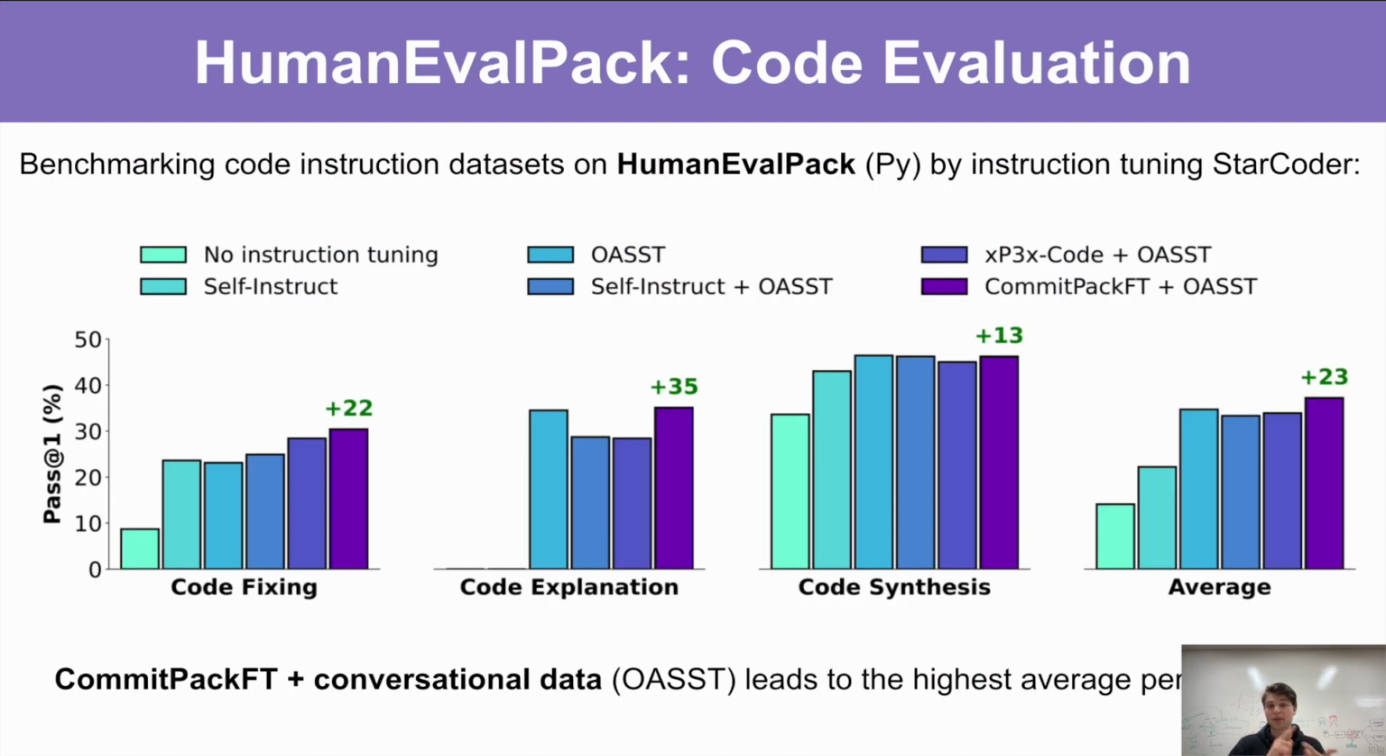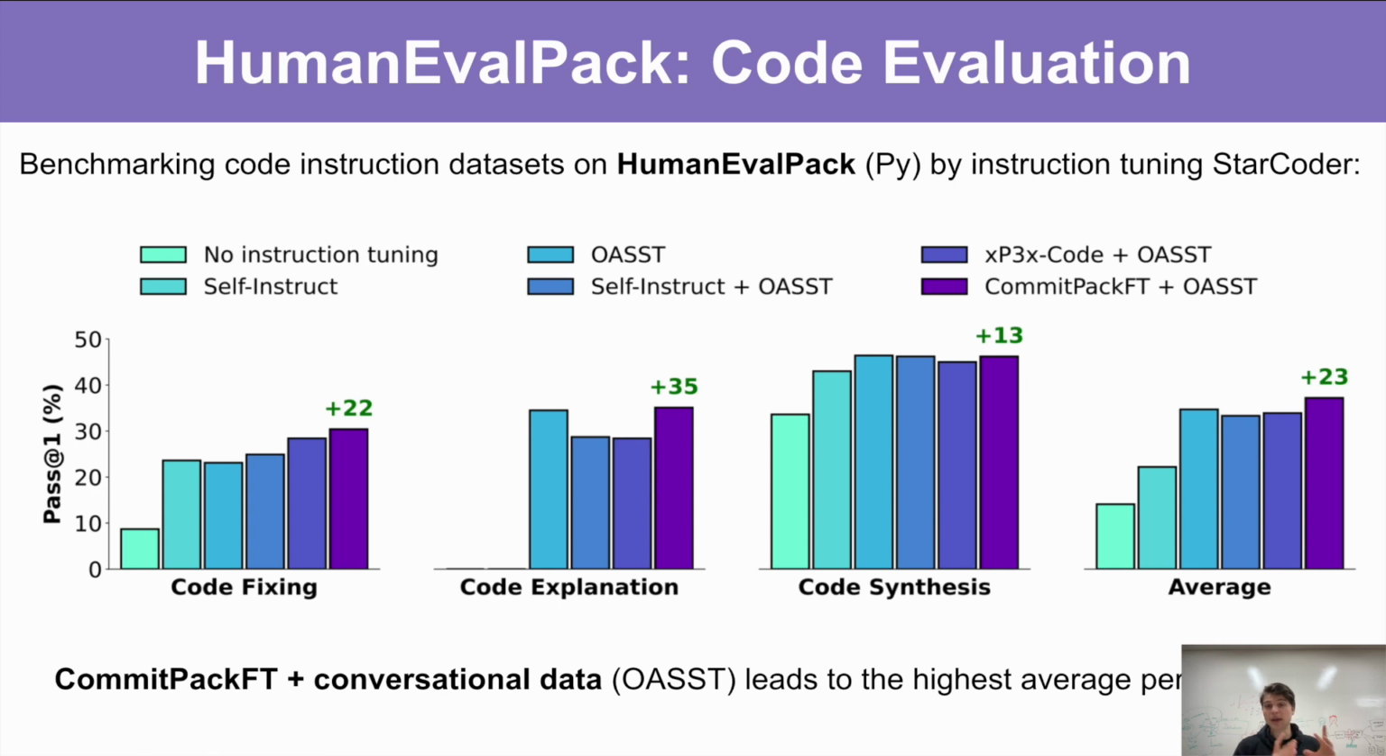So now we have the data, we have the benchmark. We can finally train a model and have our instruction following code large language model. So we benchmark a few different configurations on the HumanEvalPack. The baseline being no instruction tuning at all, which is the leftmost bar. And obviously for code fixing, that's suboptimal. It doesn't really work. For code explanation, it doesn't work at all because the model can't follow instructions, so it can't really explain code, so the bar isn't even present. And then code synthesis is also suboptimal. Overall, no instruction tuning leads to poor performance.